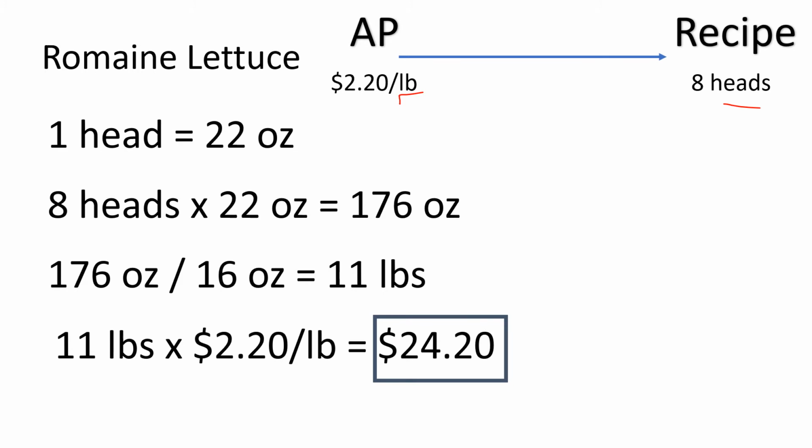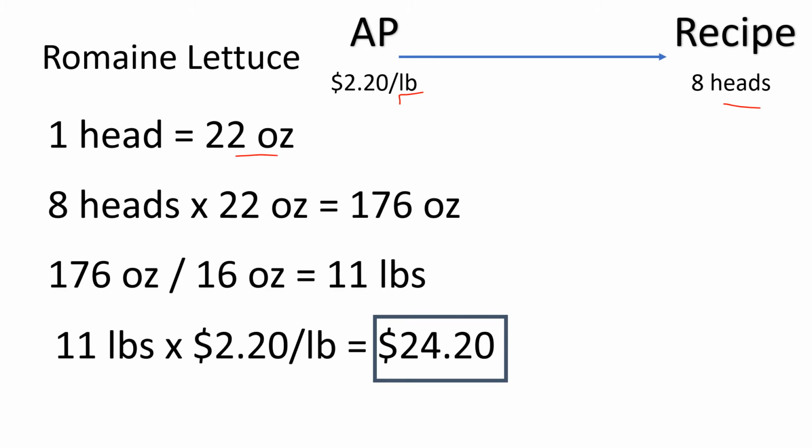So how do we get to what we need? We have to convert in some way. And this is where your critical thinking is going to come into play. Okay? So 1 head, I just did a quick Google search. Hey Google, how much does 1 head of romaine lettuce weigh? And Google says, on average, a romaine head of lettuce weighs 22 ounces. Is that something that I can work with? So you can see now we do 1 head equals 22 ounces.